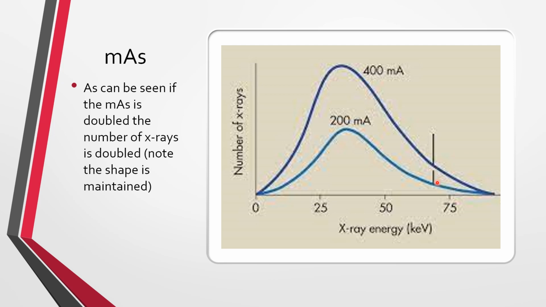But in this graph, if the mA is halved from 400 to 200, then every point here will just be half the value. It will just be half the number of X-rays produced at every energy. And the exposure is over 70, so there is the characteristic peak here. But the shape is exactly the same. So make a note that the shape is exactly the same here.